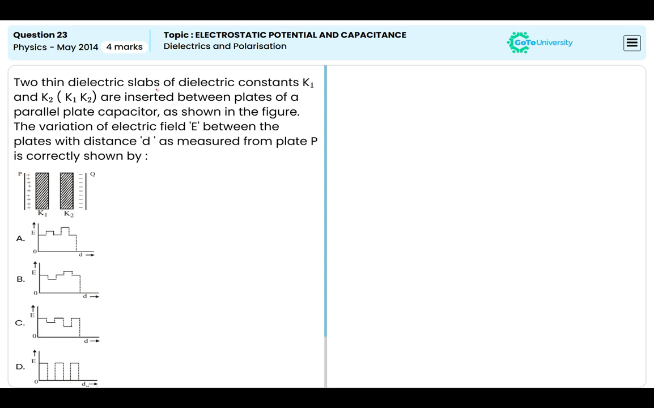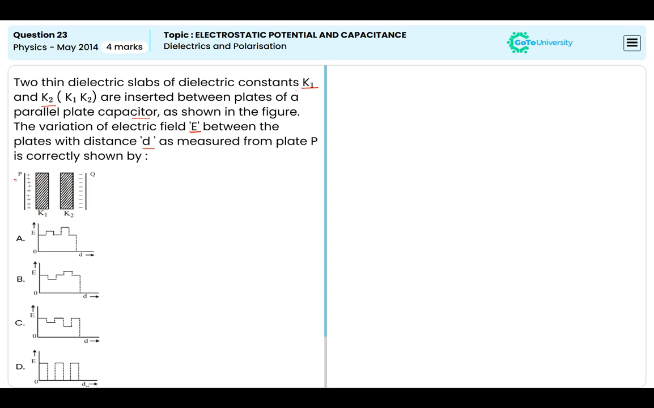Two thin dielectric slabs of dielectric constants K1 and K2 are inserted between the plates of a parallel plate capacitor as shown in the figure. See, this is the parallel plate capacitor, and K1, K2 are the dielectric slabs inserted. The variation of the electric field E between the plates with the distance D, as measured from the plate P, is currently shown by P and Q.